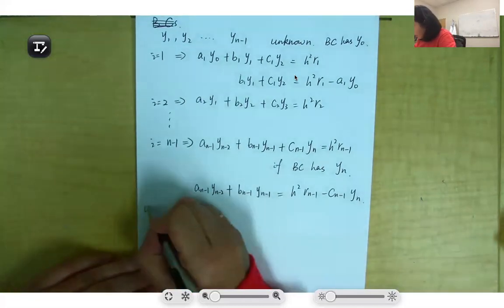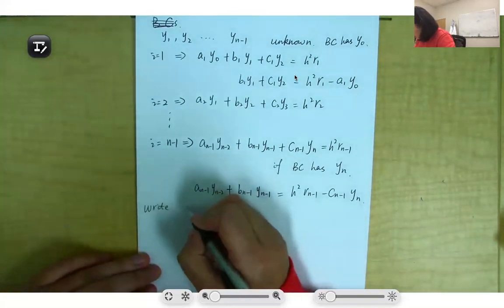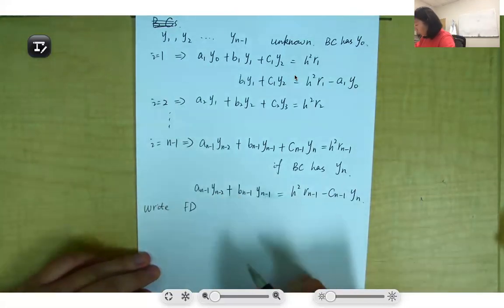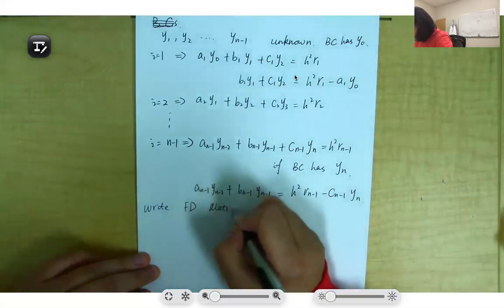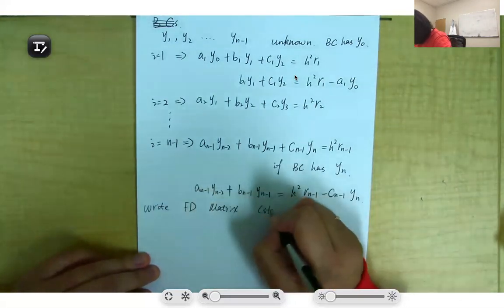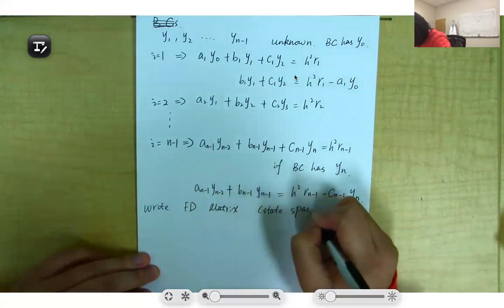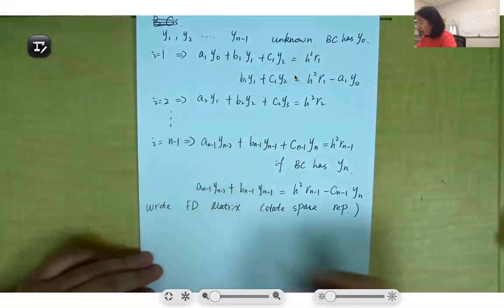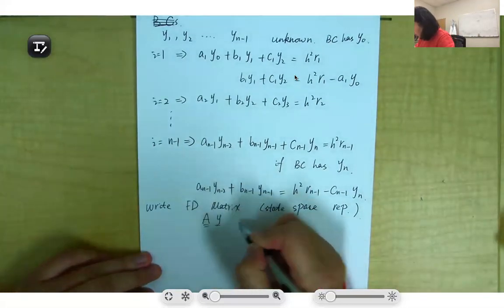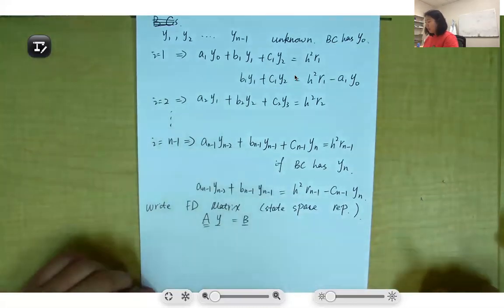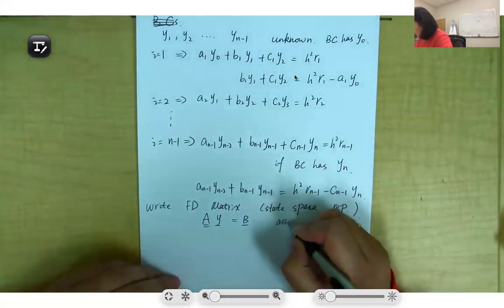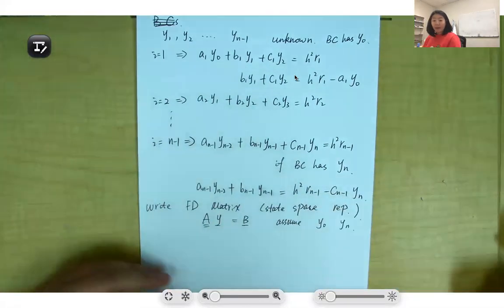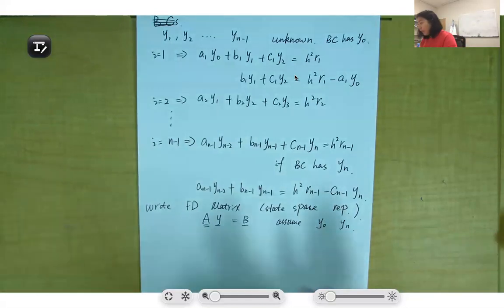Then you can write the finite difference algebra equations into a matrix format, which we also call the state space representation, okay? You can write it as Ay equals b. And let's assume you know the boundary conditions y0 and yn. So you know the initial value and the final value.